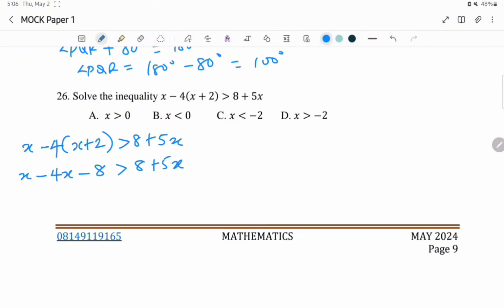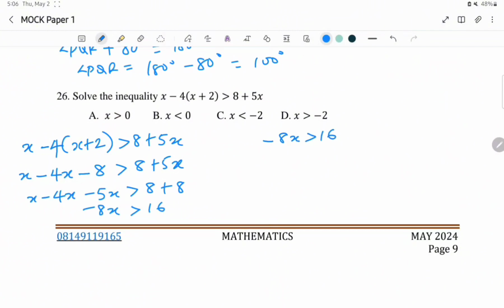If I choose to bring all my unknowns to one side, that is x minus 4x, then minus 5x greater than 8 plus 8. The negative 8 on the left hand side will become positive 8 when it's crossing the other side. So x minus 4x is minus 3x, then minus 3x minus 5x is negative 8x greater than 16. So from here, minus 8x greater than 16.